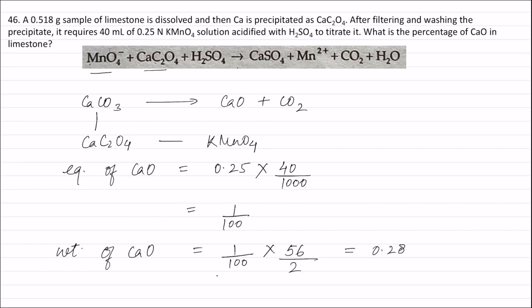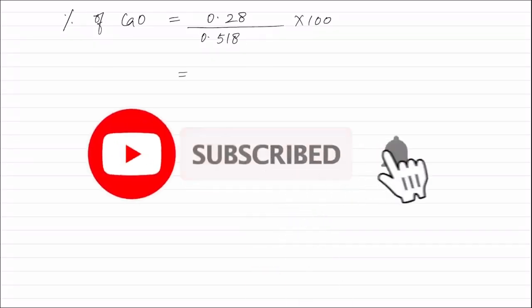0.28 grams. Now from this, percentage of calcium oxide will be equal to weight of calcium oxide, that is 0.28 grams, divided by weight of limestone, that is 0.518 grams, into 100, and this is equal to 54.1%.